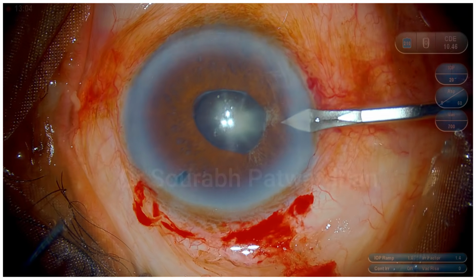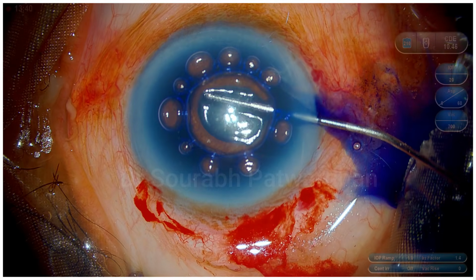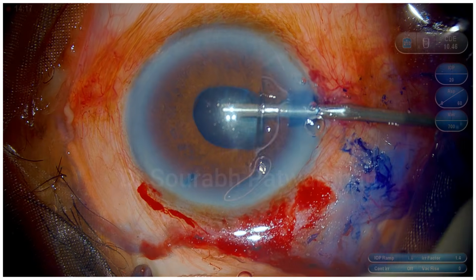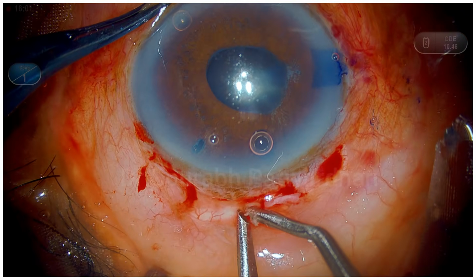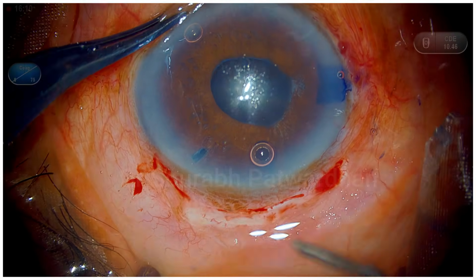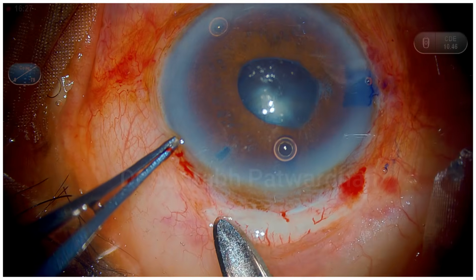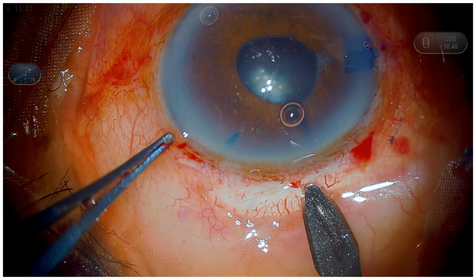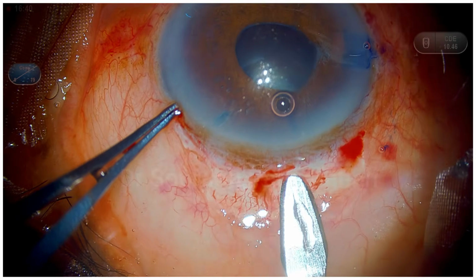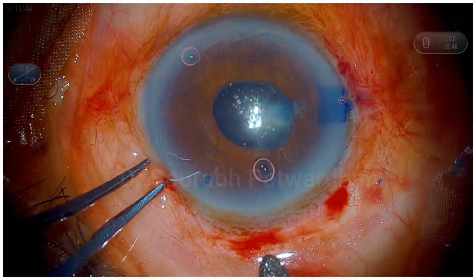Now the plan here is to do manual SICS, MSICS. It has a lot of advantages in this case as compared to phacoemulsification. Most importantly, it is going to be least traumatic for the endothelium, particularly when the anterior chamber is very shallow and when you have such a dense cataract with a very small pupil, and there is a possibility of zonular weakness as well.